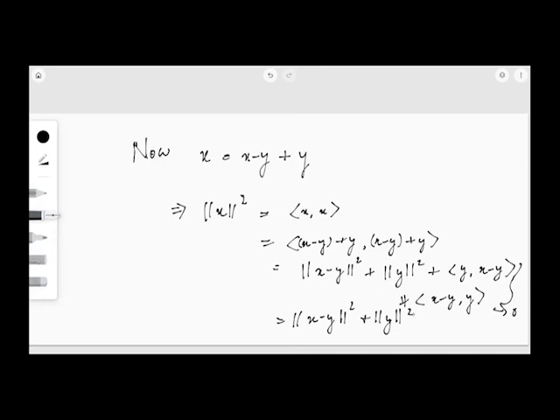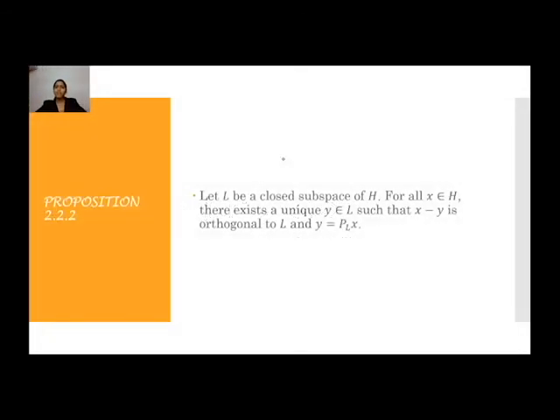So let us just recall our proposition once again. The proposition was that for any closed subspace, we can find an element y such that x minus y is orthogonal to L, and that y forms the projection of the arbitrary element chosen in H. So we have proved that for any subspace L of the Hilbert space H, and an element x of H, x minus y is orthogonal to L if and only if y is equal to PL of x. Now our proposition states that there always exists a unique element y that will become the projection of any element of H, and also x minus y is orthogonal to the closed subspace L.